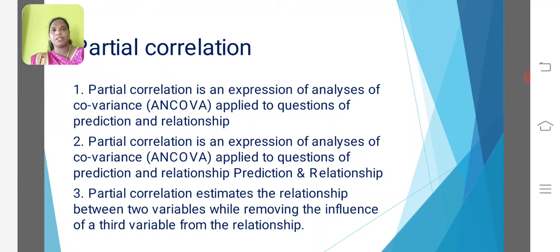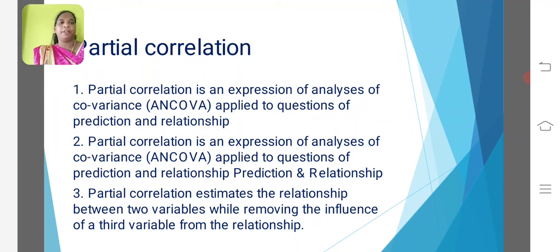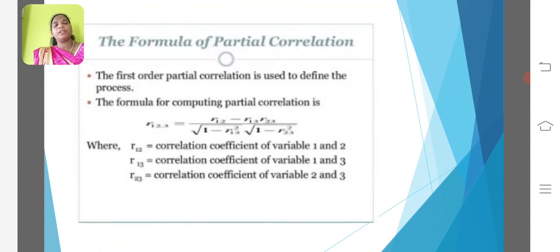Partial correlation is used in the analysis of ANCOVA. This partial correlation is applied to predict outcomes and also to study the relationship between variables. In partial correlation between two variables, it can easily remove the effect of a third variable. This is the formula for the partial correlation.